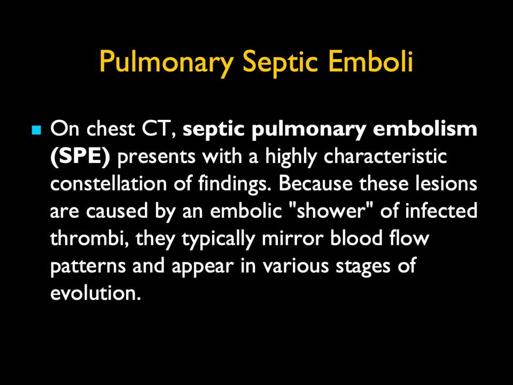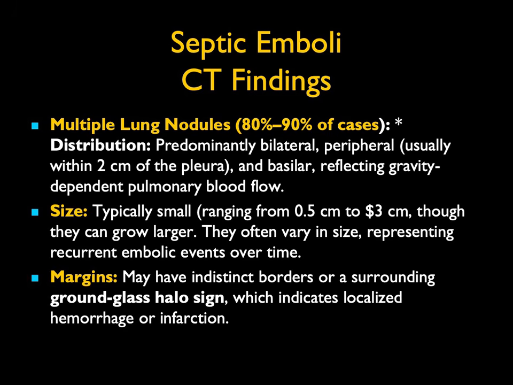Septic pulmonary emboli: the characteristics are classic when you have those cavitary peripheral nodules, but as in this case, it's not always a perfect example. Classic findings: multiple lung nodules typically, though it can be single. Size is usually under 3 centimeters, but from 5 millimeters on up. And margins typically are going to be indistinct. We also talk about a ground glass halo sign.